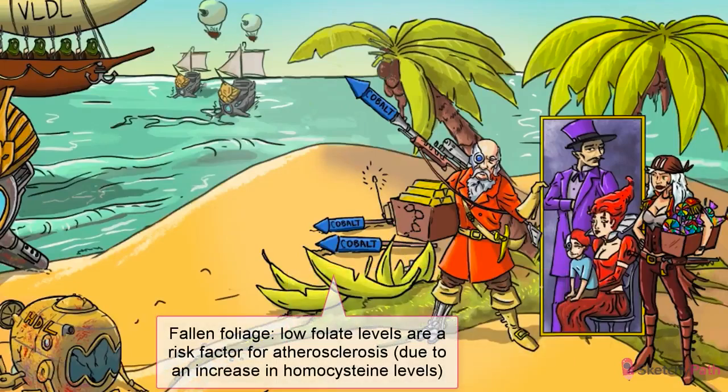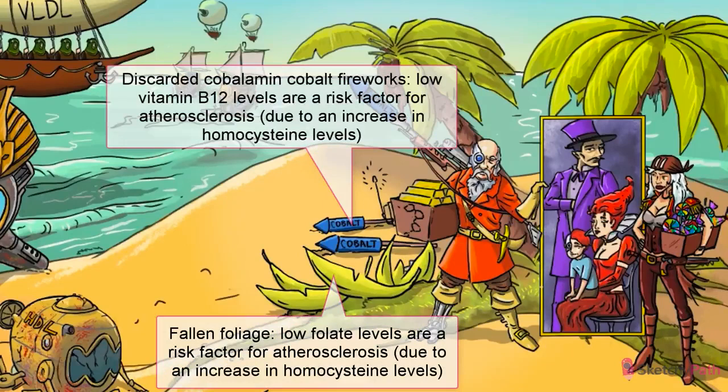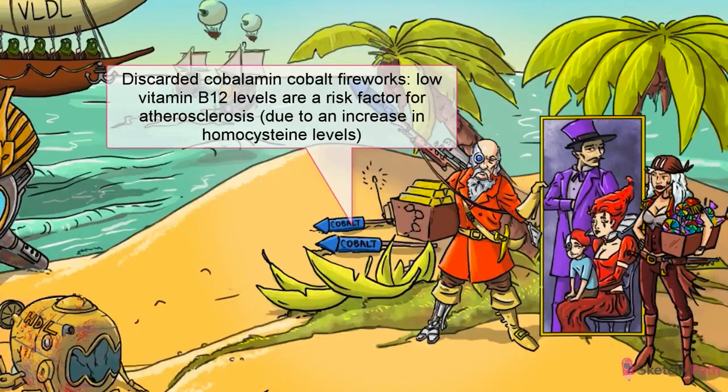Low folate, represented by the fallen foliage, as well as low vitamin B12, represented by our recurring cobalamin cobalt fireworks, both lead to increased homocysteine levels and an increased risk of atherosclerosis, heart attack, and stroke. All told, a little more than 5% of the population have elevated plasma levels of homocysteine.